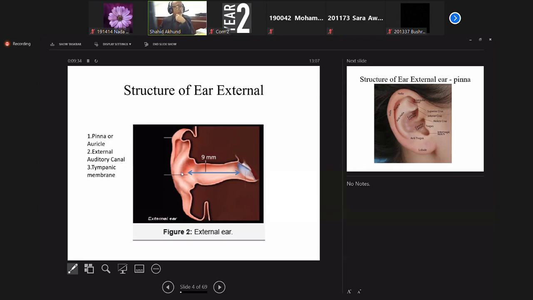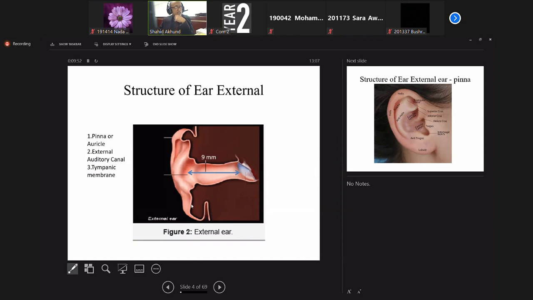Now, this opening, which is here, is the external auditory meatus. The word meatus is for an opening, an external opening outside: external auditory meatus. Now, this external auditory meatus will take us into this canal, which is the auditory canal.